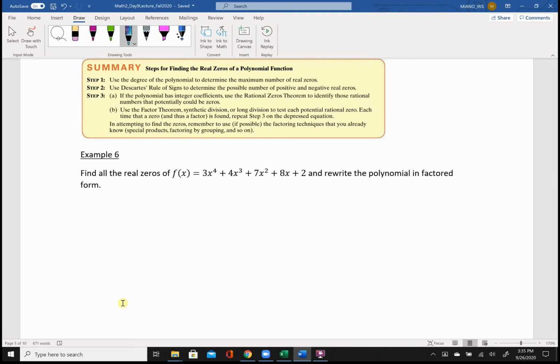First step, what's the maximum number of zeros that we can have? Well, that would be 4 because that's the degree. So max number of zeros is 4. Step 2. Descartes' rule of signs. So here we'll look for variations in sign. Look, same, same, same, same. No changes. Same signs all around. Okay, so that means that there are no positive zeros.